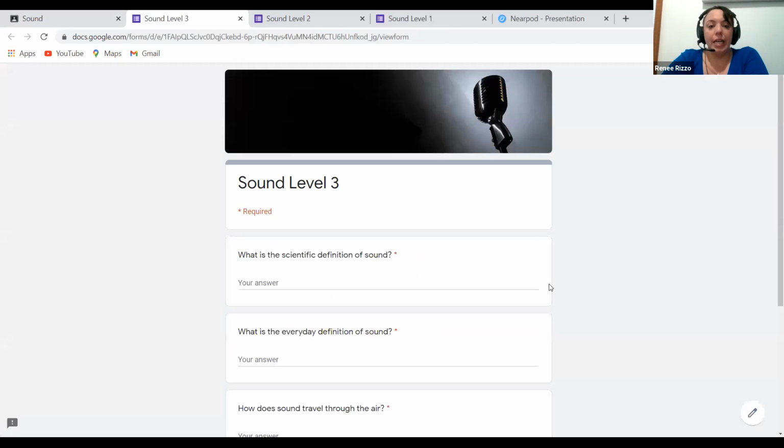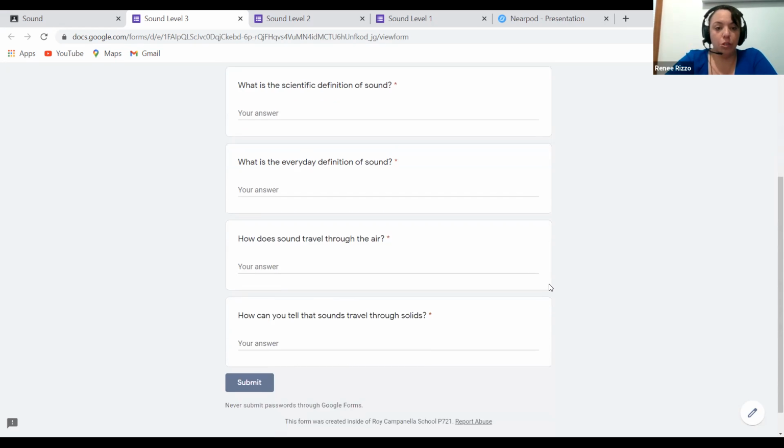For level 3, which is the level with the most complexity introduced, I introduced open-ended questions. What is the scientific definition of sound? What is the everyday definition of sound? How does sound travel through the air? And how can you tell that sounds travel through solids?